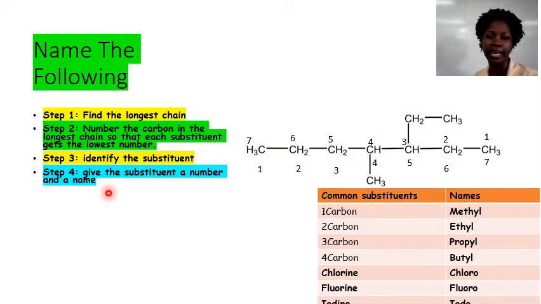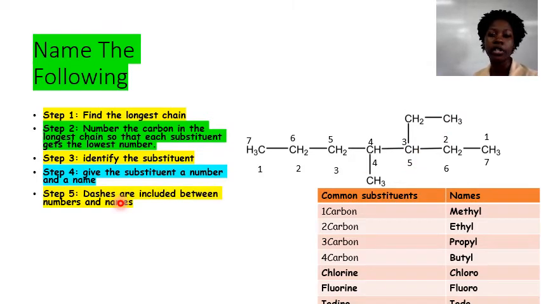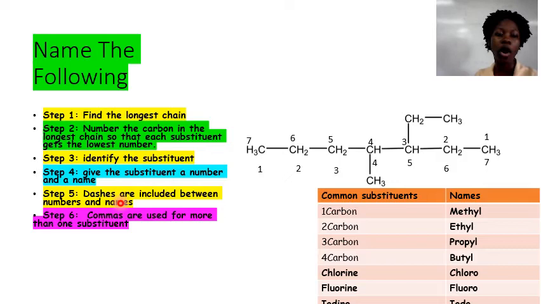Next, so we've given it a name and a number. If you don't recall these, just go back and look at the table and you will be okay, because one carbon atom was a methyl and two carbon atoms as a substituent is called an ethyl. So the next thing is remember that anytime you're writing numbers and words, you're going to have to include the dashes in between them just to separate them. And commas are used for more than one of the same substituent. So here we have different substituents, so we're not going to use commas.